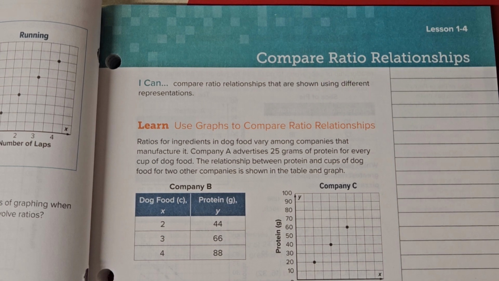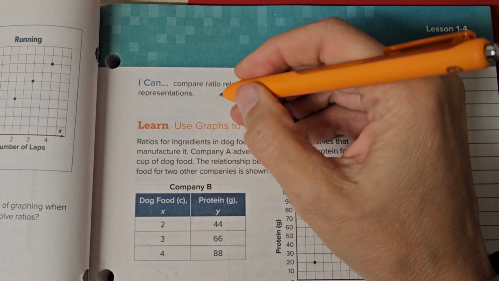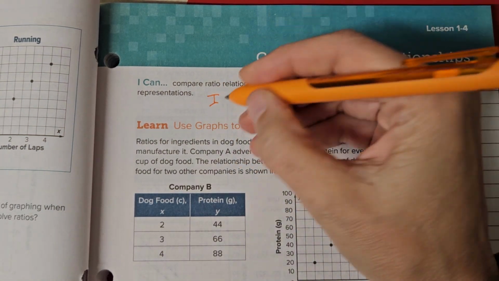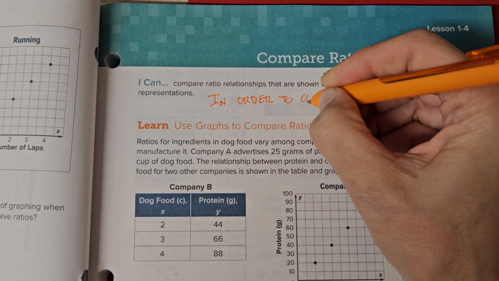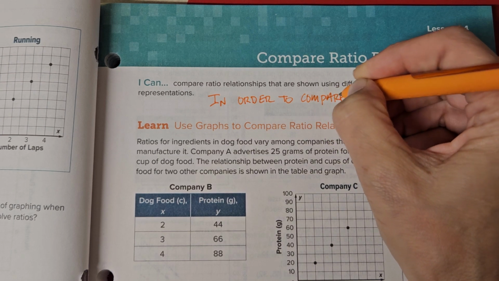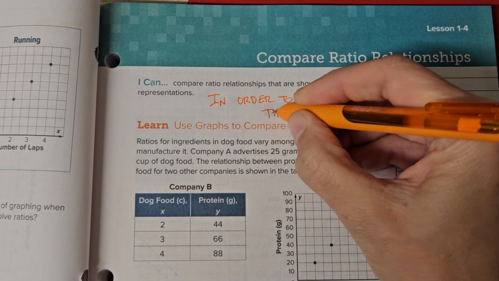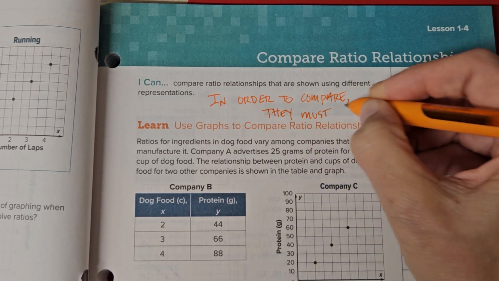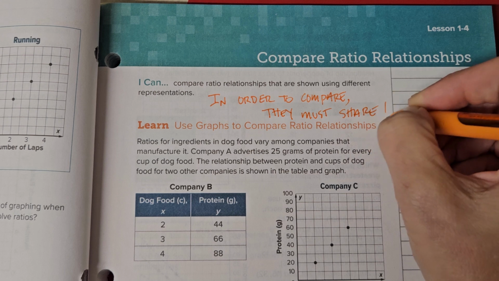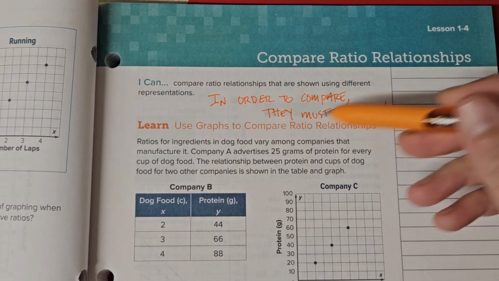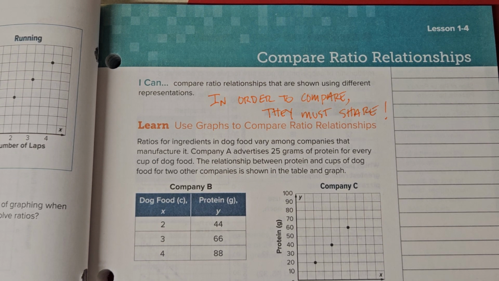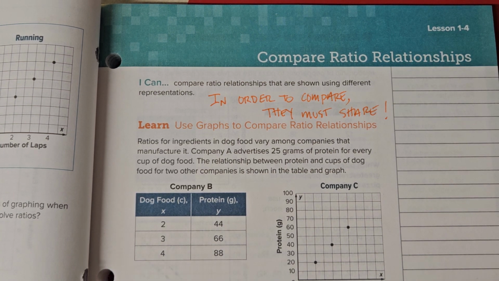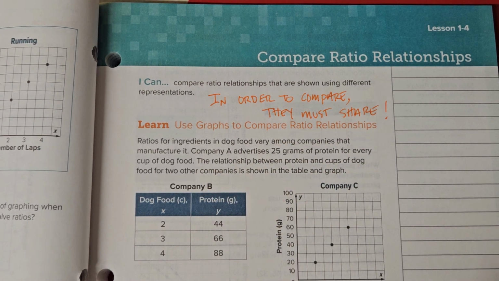And here comes one of your big pieces of advice as a 6th grader in math. Remember, if I write, you write. In order to make a comparison, in order to compare, they must share. Okay, big advice. In order to compare, they must share. Well, they got to share something. In order to make a very good comparison, they have to share something, and then we could just compare one item.